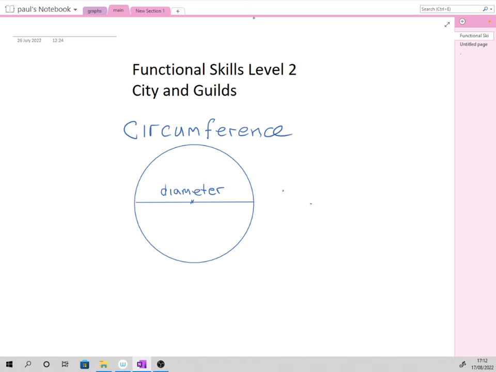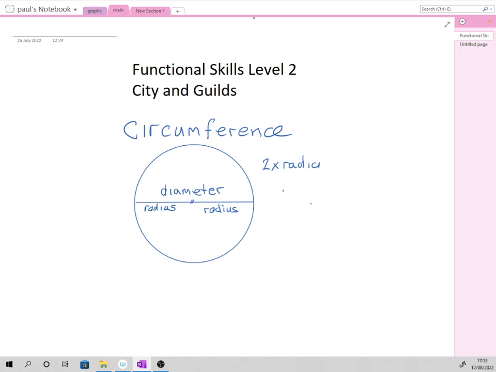Now, from the middle to the outside, this is called the radius, and this will come into play quite a lot in maths as you progress through the different bits and pieces. From the middle to the right hand side, the radius is exactly the same as from the middle to the left hand side, which is another radius. So I'll put a radius in there.